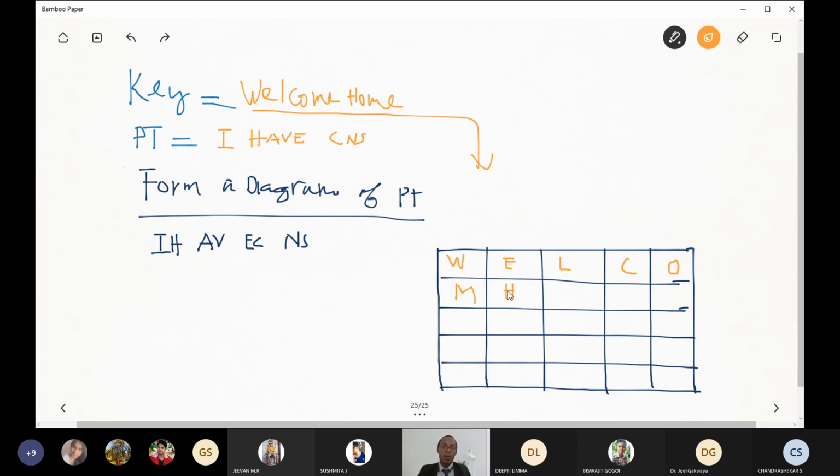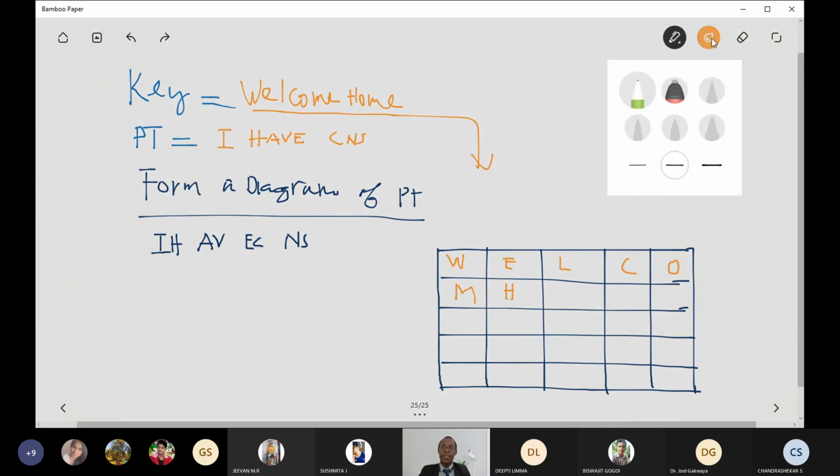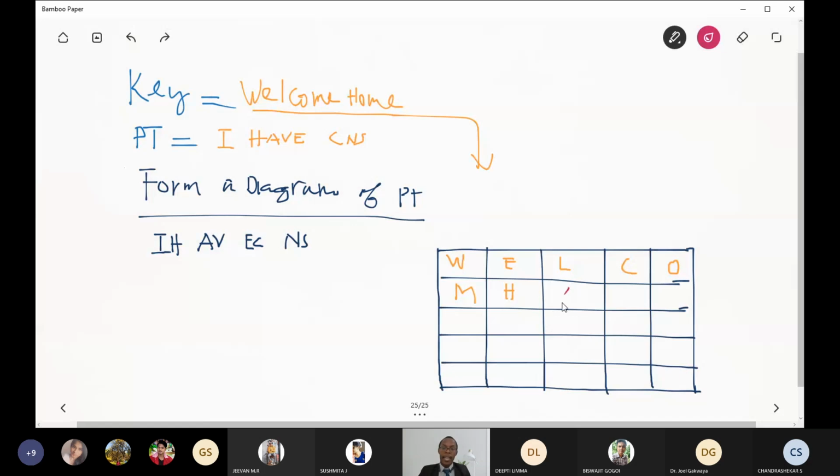Welcome home, all right? Now the rest of the cells, you're going to fill with the remaining alphabets or letters. What are they? Let me fill them. We have A, because A is not there, B, C is there, no need, D, E is there, no need, F, G. H is there.